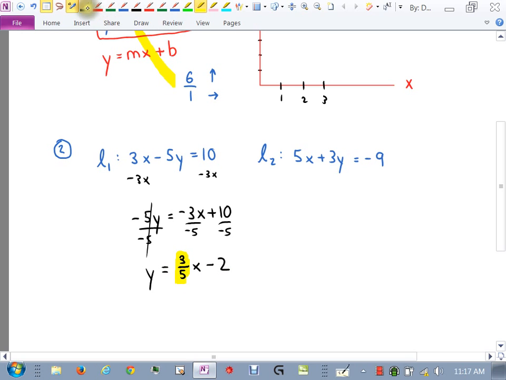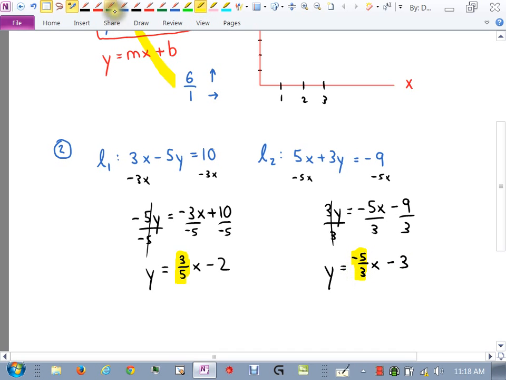Now on the other line, same thing. I subtract 5x on both sides. That'll leave me with 3y equals negative 5x minus 9. Divide everything by 3. I'll be left with y equals negative 5/3 x minus 3. The slope over here is negative 5/3.